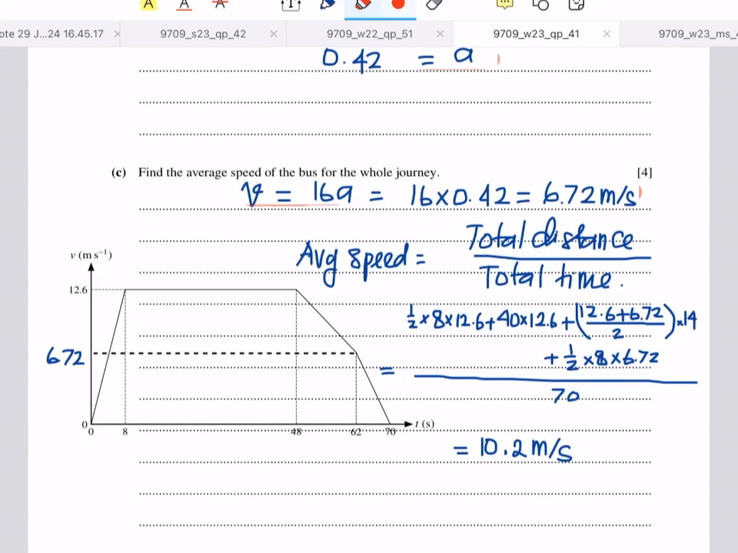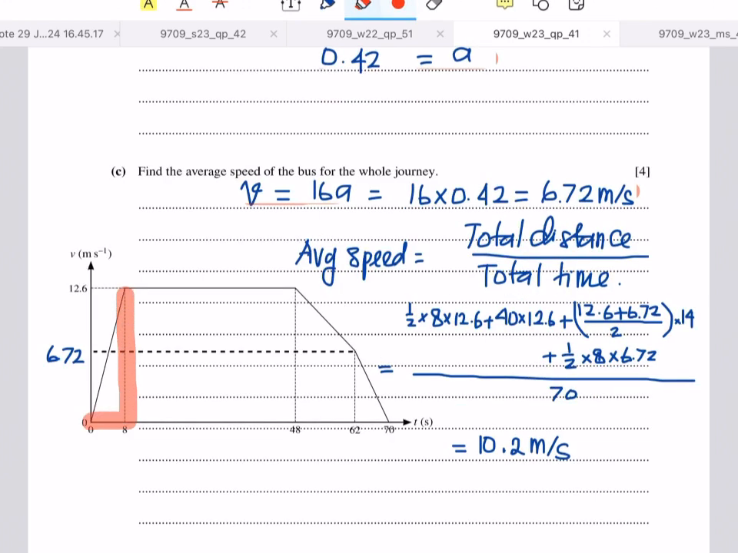Now average speed is the total distance divided by the total time. The total distance is the total area under the graph. So the first area is area of triangle. This one. It's half times 8 times 12.6. The second area is area of rectangle, 40 times 12.6. And the third one is area of trapezium.